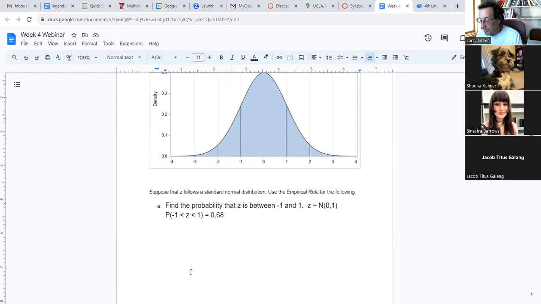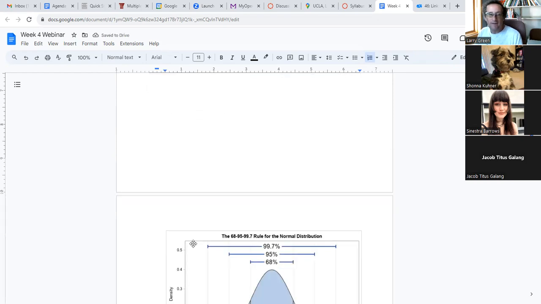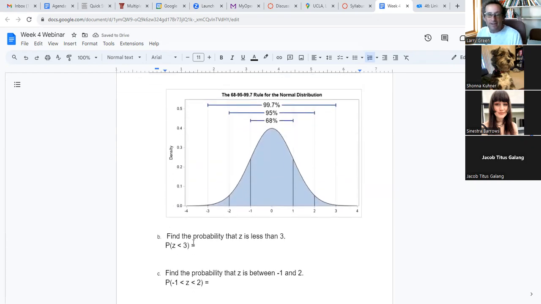Okay, let's do some more examples. We're going to have lots of examples, by the way. Find the probability that z is less than 3. So here's 3. We want the probability that z is less than 3. That one's a bit harder. Any suggestions on a plan on how you might think about it? Any thoughts?